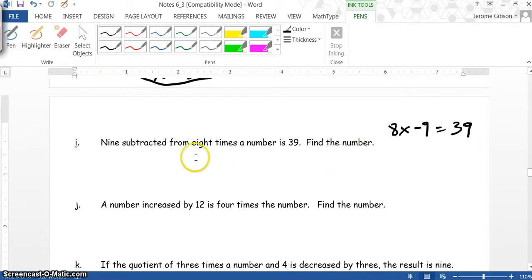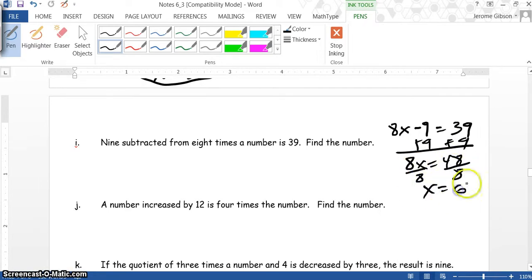Now I created more space, so I'll be able to solve this problem here. So here we will add 9 on both sides. We have 8x equals 48. Divide each side by 8, and x is 6.